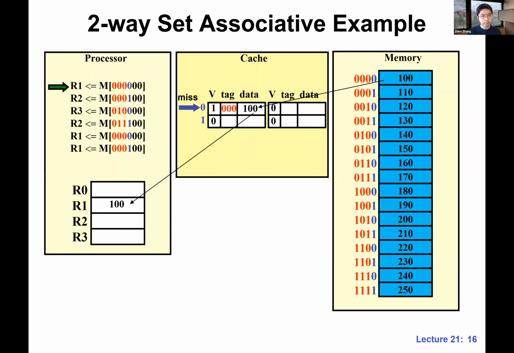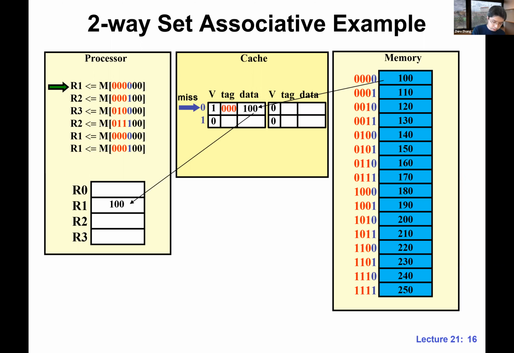So see here, we have 2 ways. It doesn't really matter which way we put the cache block in, because these 2 are indistinguishable. They are the same. Let's say we just put this 100, this data block, into way 0, or the left way or left entry, and we update the tag and also update the value bit. Okay, so this is the first read.